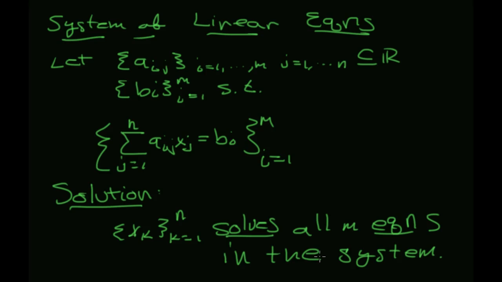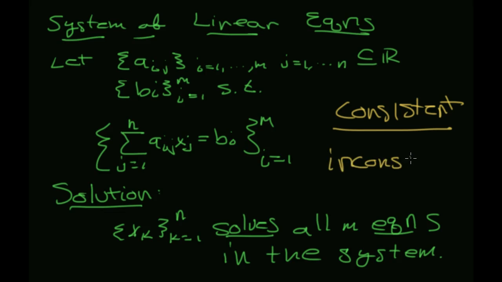Okay, so if the system has a solution, we call it consistent. If the system lacks a solution, we call it inconsistent. So having one or more solutions makes it consistent, and if it lacks a solution, we call it inconsistent.